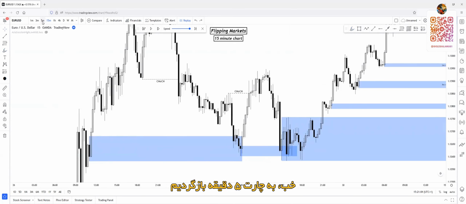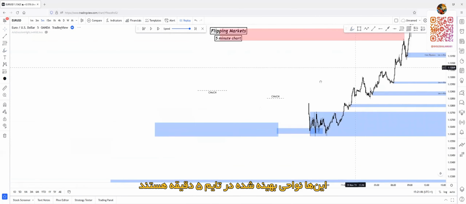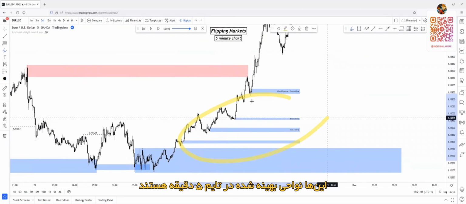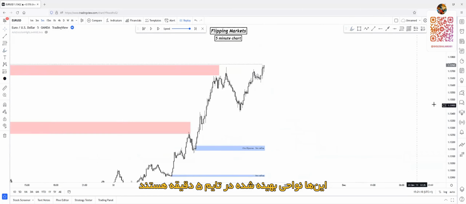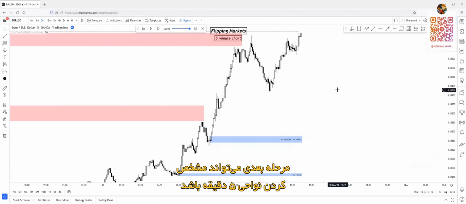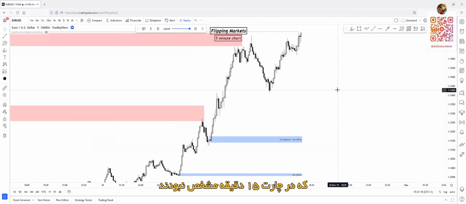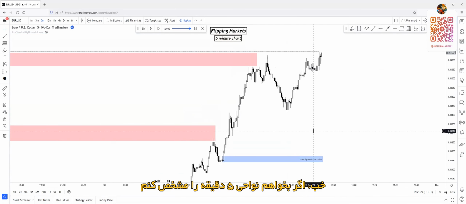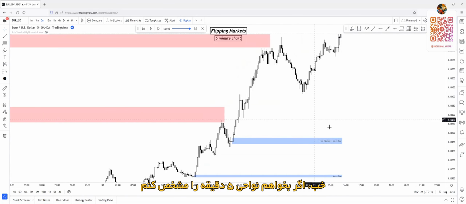So yeah, let's switch back to the 5-minute chart. So these are our refinements. These are all the 5-minute refinements. And the next step, actually you can mark more 5-minute zones out on the 5-minute chart that weren't on the 15-minute chart. So if I like to, I can mark 5-minute zones out.